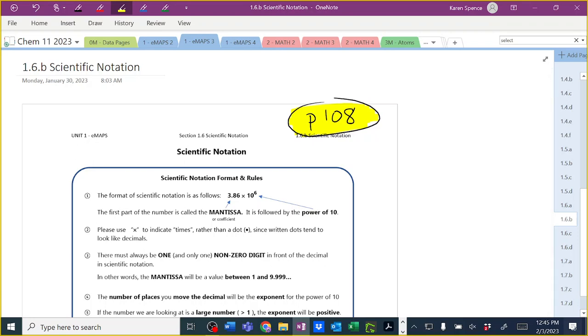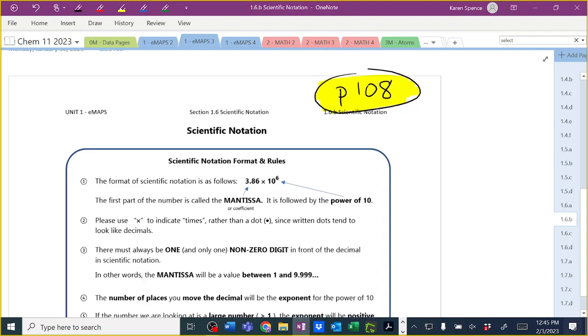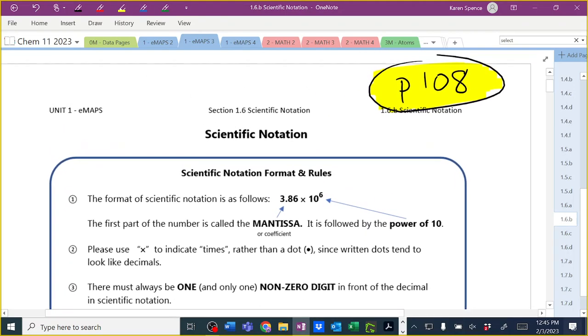So today we're going to start on page 108, scientific notation. If you've already done scientific notation and you feel pretty good about it, you can work ahead as we're going on. We're also going to be looking at significant figures in the context of scientific notation.